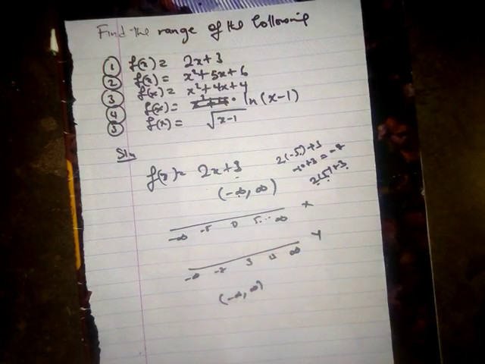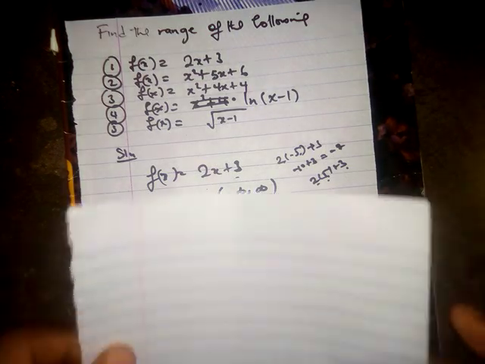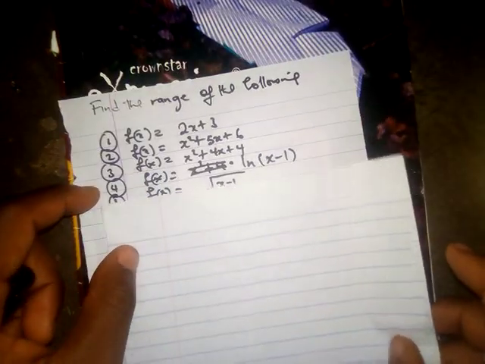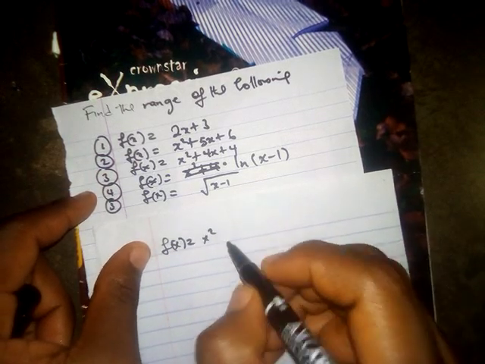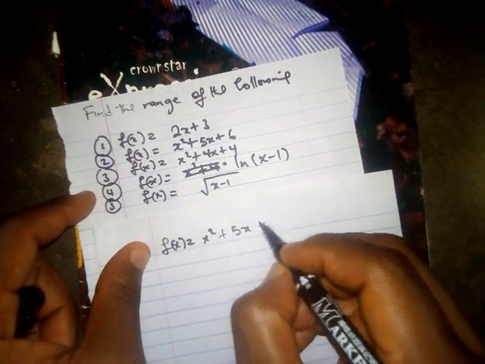In general, for a linear equation like this, the range is all real numbers and the domain is all real numbers. Now the next one, we are going to find the range of a quadratic function. Now we have our f of x to be what? x squared plus 5x plus 6.